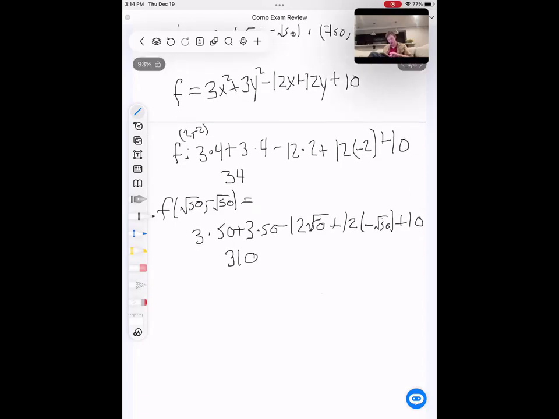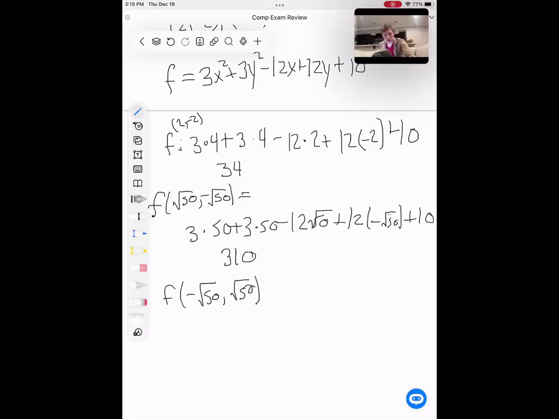And to find f of negative root 50, root 50, okay, sorry for that awkward pause.